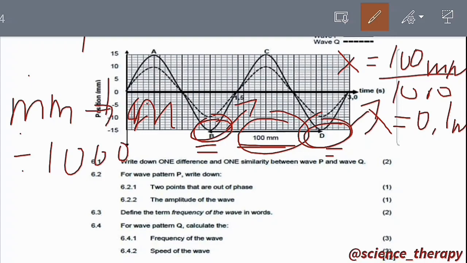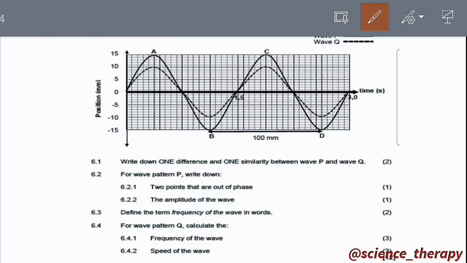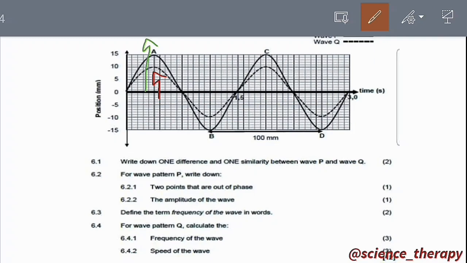Now let's move along with the question. It says 6.1. Write down one difference and one similarity between wave P and wave Q. Now, what is one difference that we see here? If you check here, the displacement from rest position to the maximum height is not the same. In wave P, the maximum displacement from rest position is 15 millimeters. So it goes all the way to that height.